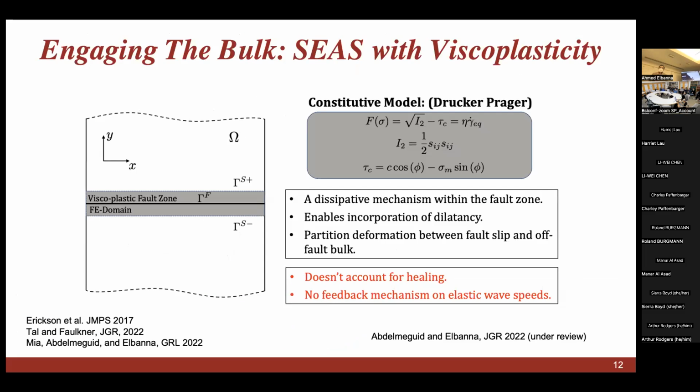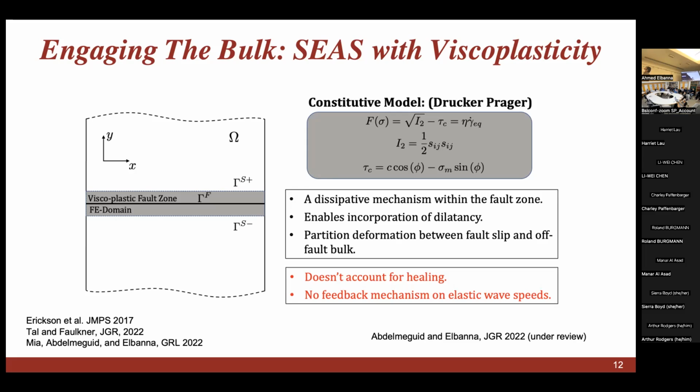So let me just, perhaps for the bulk of the talk today, show an example of running this framework while engaging the nonlinear behavior of the bulk. One place to start is to assume that the bulk is behaving as a viscoelastoplastic material. The way this goes is that we introduce a yield surface with some viscous regularization here.